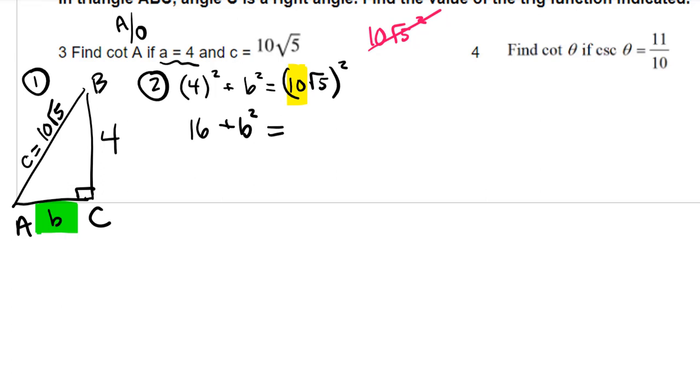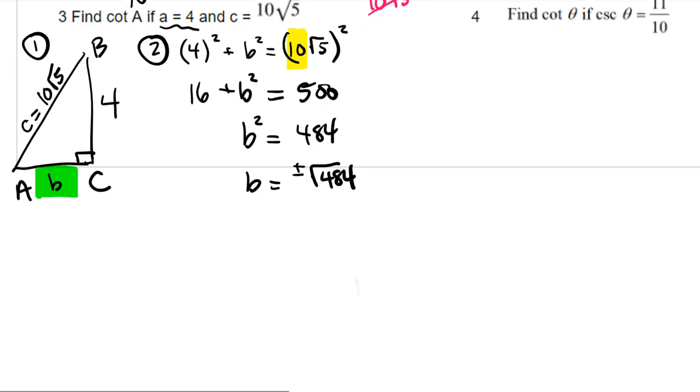10 squared is how much? Yeah, that's 100. We know that. When we take 10 and square it, we get 100. Times 5, that value is going to be 500. So we get 16 plus b squared equals 500. And then we do our arithmetic. b squared equals 484, and we know that b is going to be plus or minus the square root of 484.